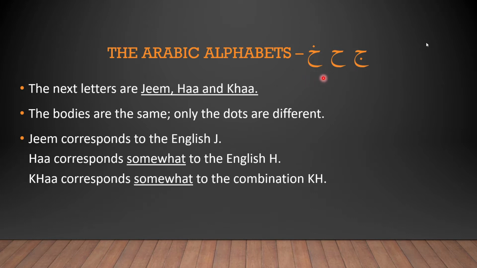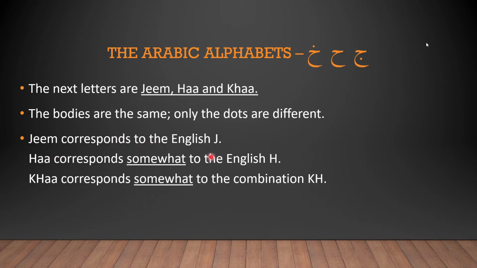The bodies of Jeem, Ha and Kha are the same. The only difference is the dots. So we see that Jeem has a dot at one place, Ha has no dot at all, and Kha has a dot at a different place. Jeem corresponds to the English letter J.